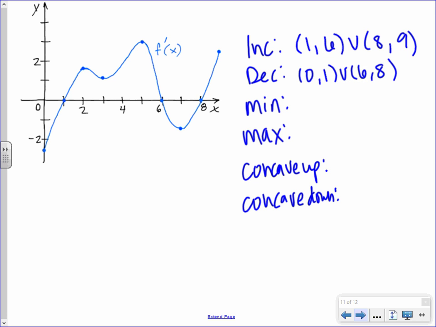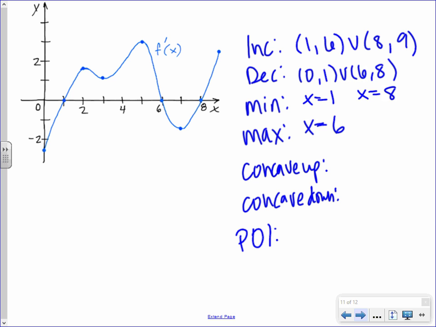Jake, do we have a relative minimum? At 1 and 8. At x equals 1 and x equals 8. Very good. Do we have a relative maximum, Abram? x equals 6. Yep, at x equals 6, because our derivative is going from positive to negative. Okay, so you guys practiced that yesterday.